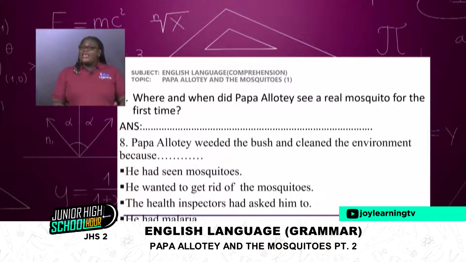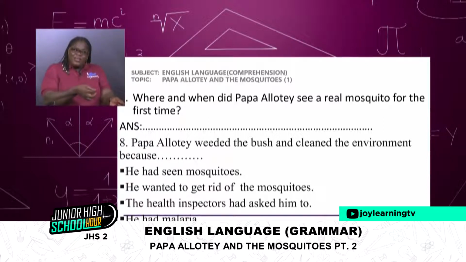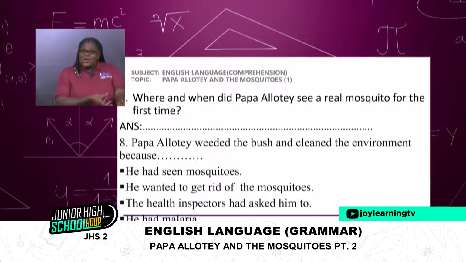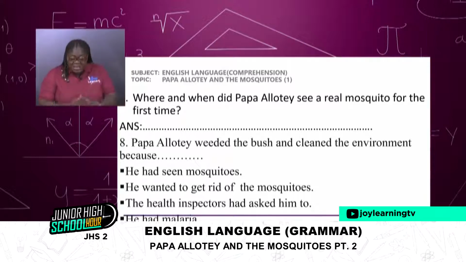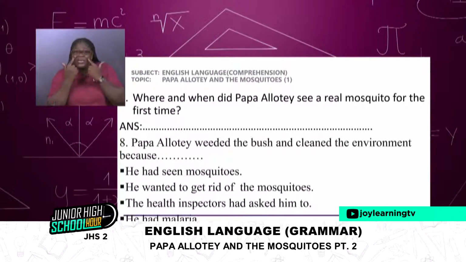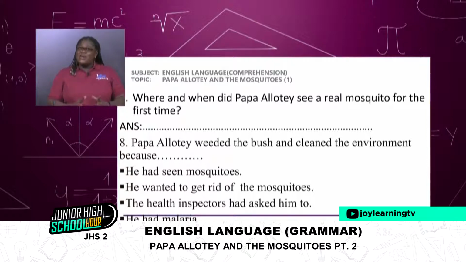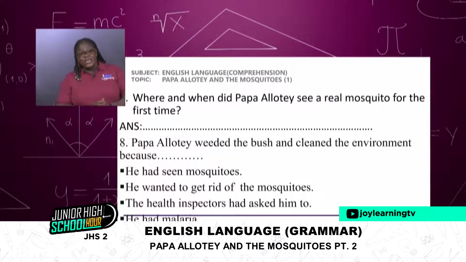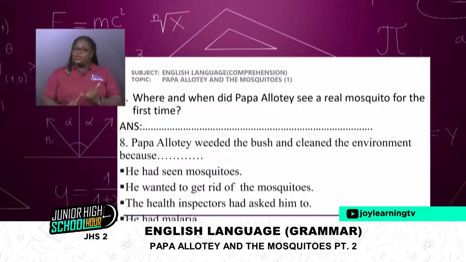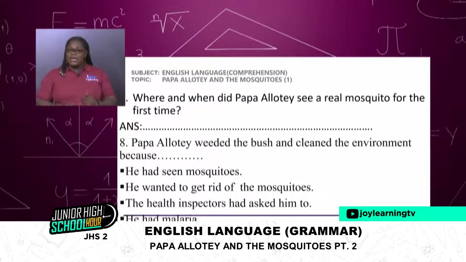You see, he was feeling the bites almost all the time, but he had not seen a real mosquito with his own naked eyes before, until he was educated. So where and when did Papalo see a real mosquito for the first time? Please, this is your question. So write it down and kindly answer and send them to Auntie Jackie on Jacqueline Clark Facebook account, Instagram account, and I'll surely and gladly mark them for you.